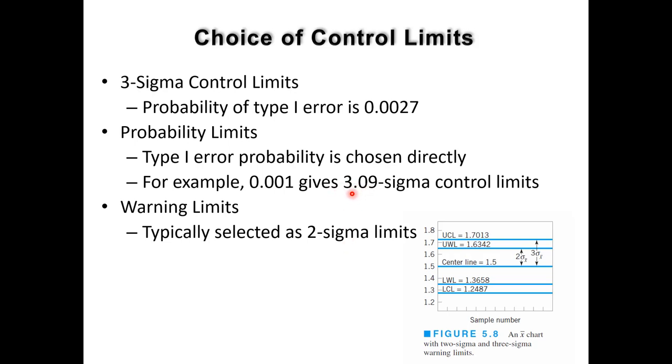In this case, this is to 2 decimal places, 3.09, but we normally take it as 3. So that's why when we want to compute our upper and lower control limit, it is simply mu plus minus 3 sigma.